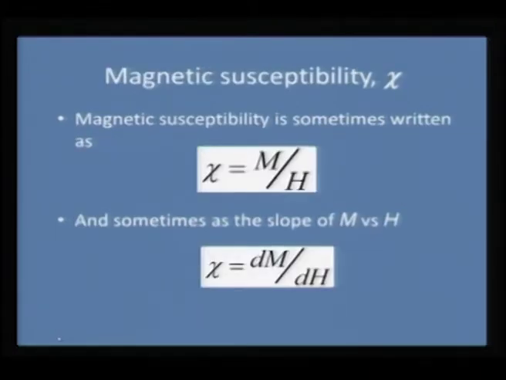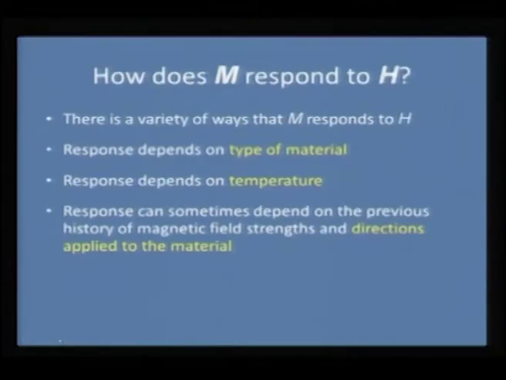So, susceptibility per se can be defined as chi equals M by H, or sometimes it is defined as the difference in magnetization over the difference in H. This would give you chi, or sometimes it is also taken from the slope as we see from this expression. So, chi can be derived from a simple M versus H curve.